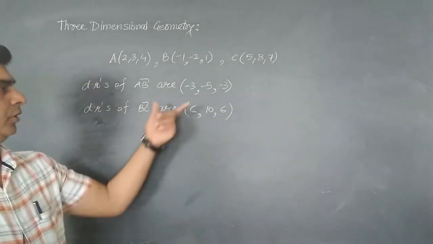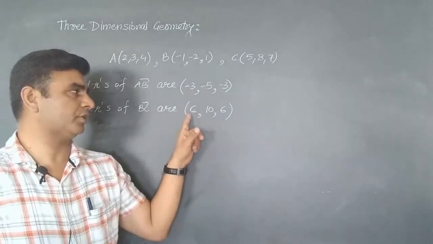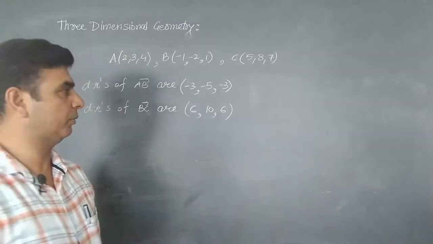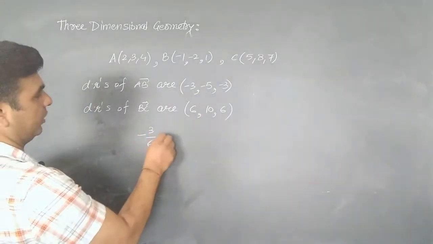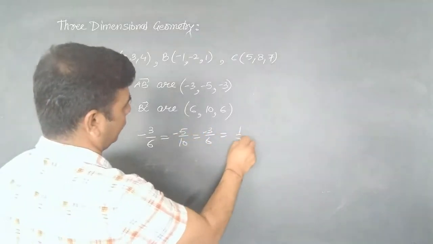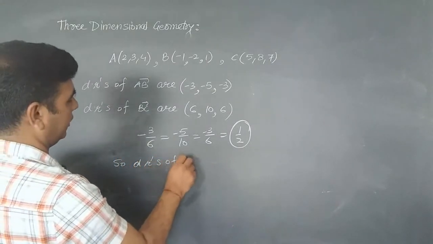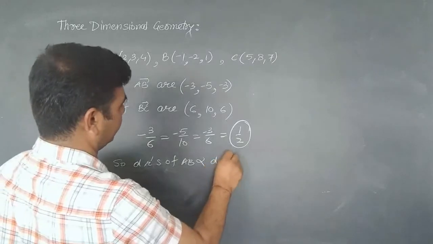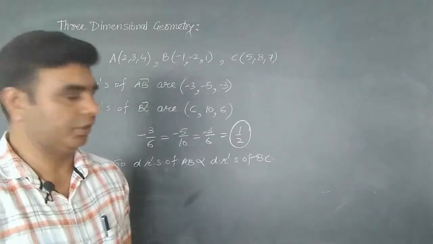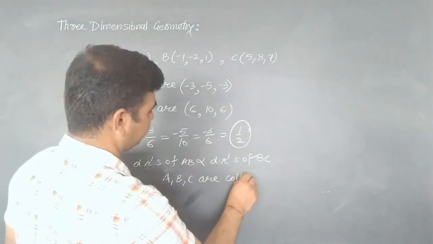So now you can see that the direction ratios of AB and the direction ratios of BC are both proportional. -3 by 6, -5 by 10, -3 by 6 are all equal to 1 by 2. So the direction ratios of AB are proportional to the direction ratios of BC. That's why the points A, B, C are collinear.